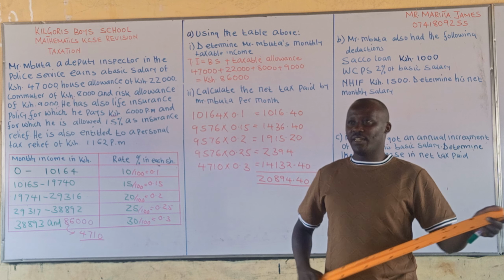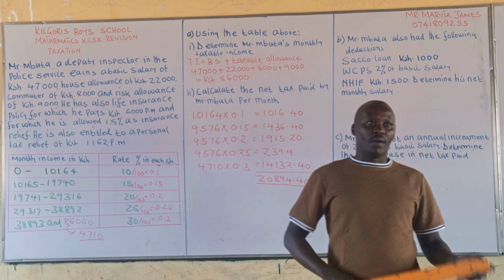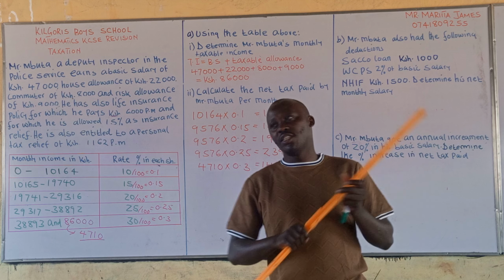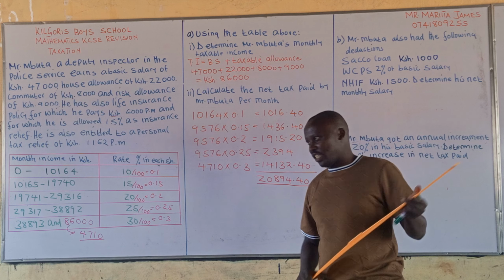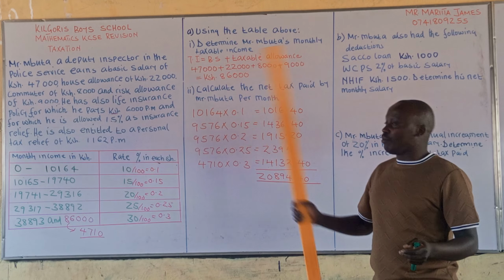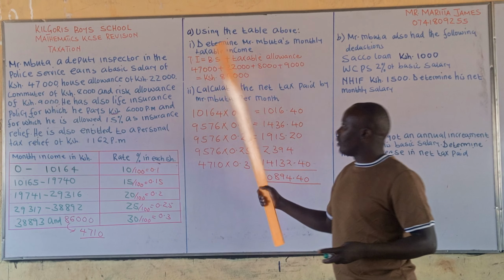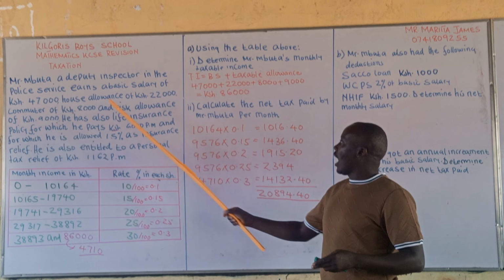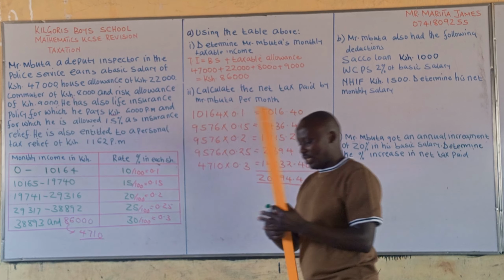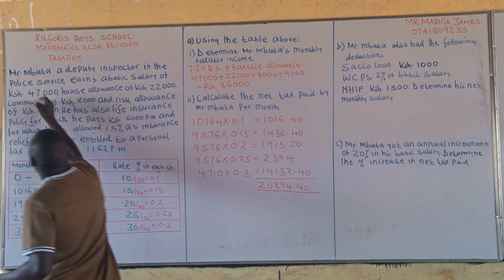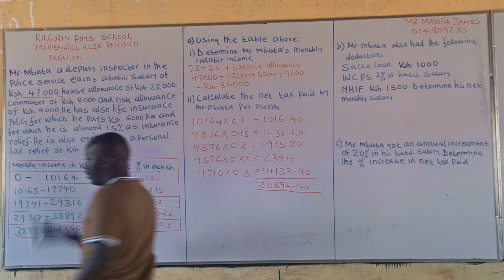We are looking at KCSE revision. Our topic is commercial arithmetic 2, and we are looking at taxation. Mr. Mbuta, a deputy inspector in the police service, has a basic salary of Kenya shillings 47,000.